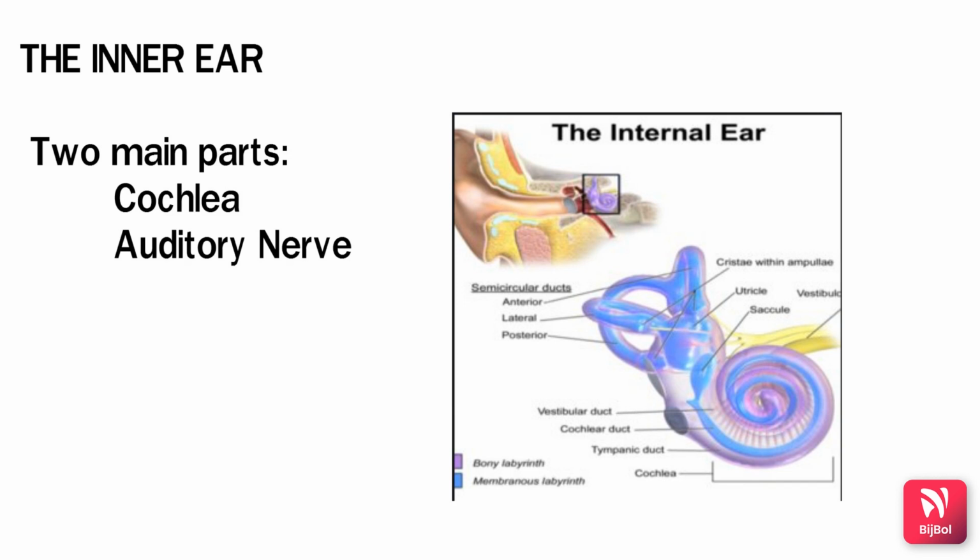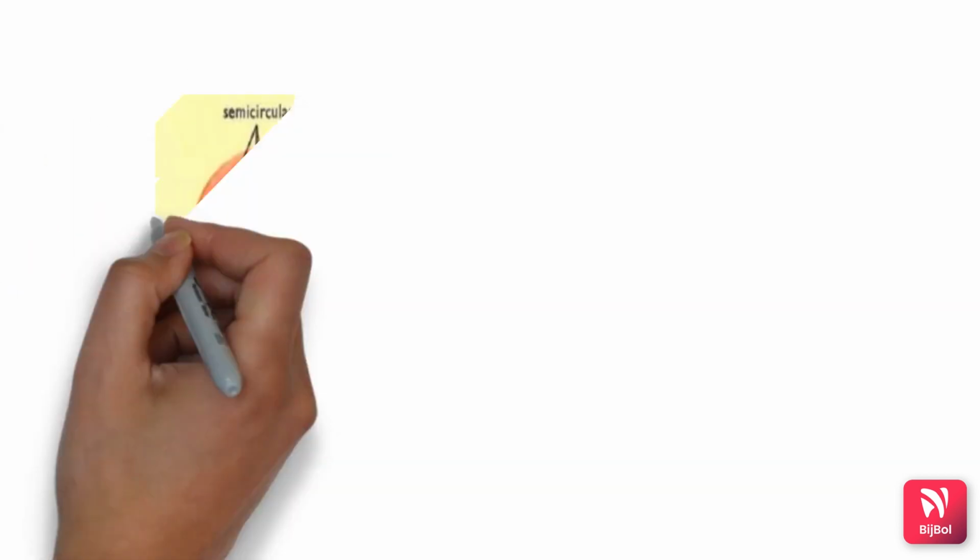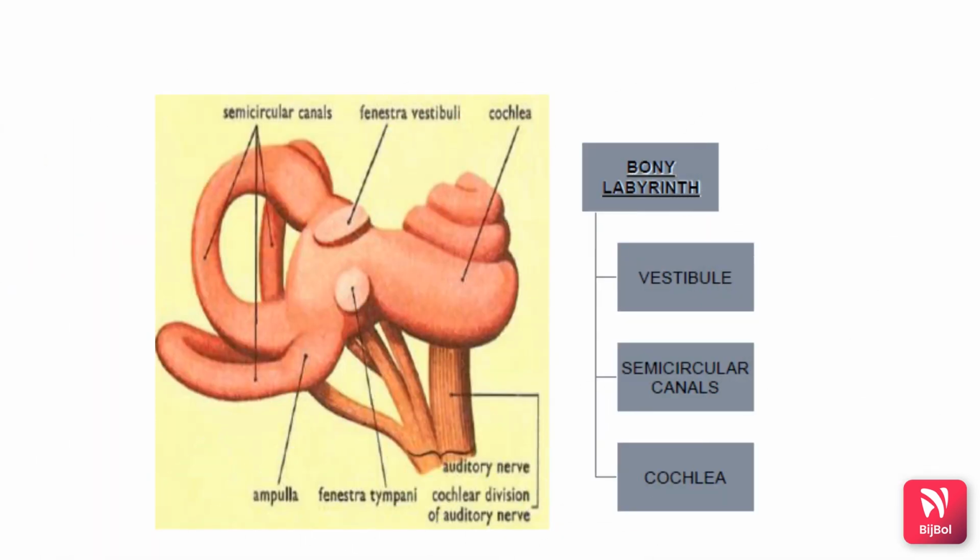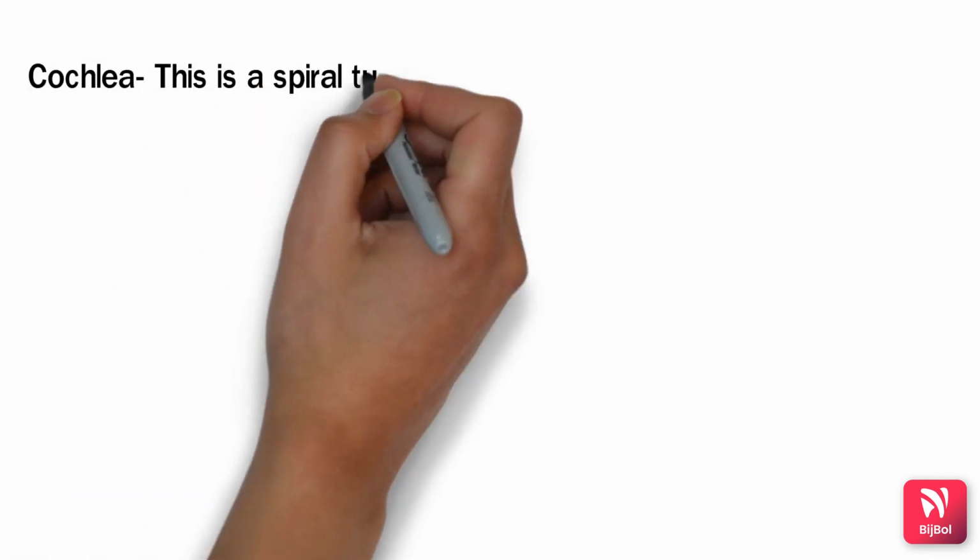And you can see the semicircular ducts in this diagram. This is the cochlea, a part of the inner ear. It consists of the semicircular canals, fenestra vestibuli and the cochlea. These are present in the bony labyrinth.